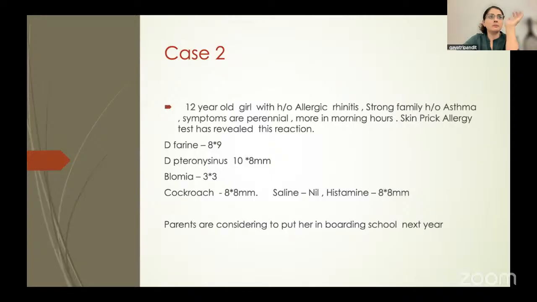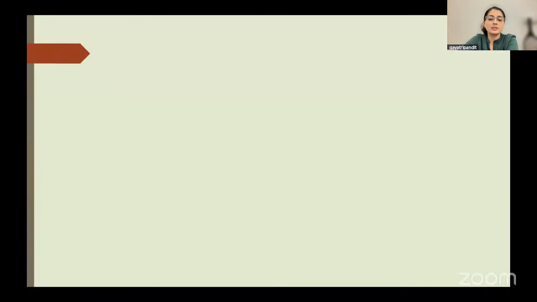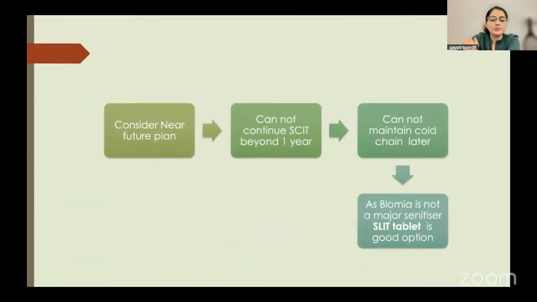In fact, many patients in 9th, 10th grade give us uncertain situations where the kids are going to study, they are going to stay in Bangalore, or they're going to move out. Such scenarios are quite often there. So there are some things that we need to consider in such scenarios, which is to consider the near future plan of the patient. Is the patient going to be available for the 3 years' time?